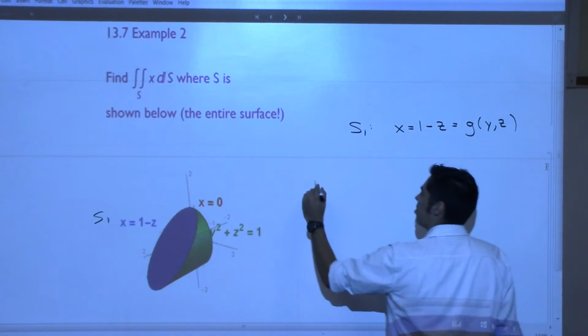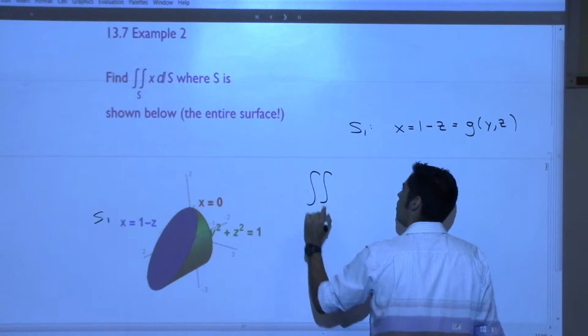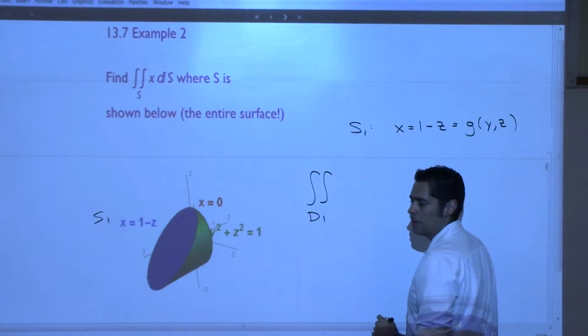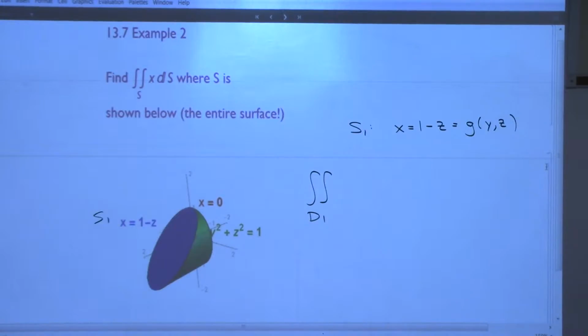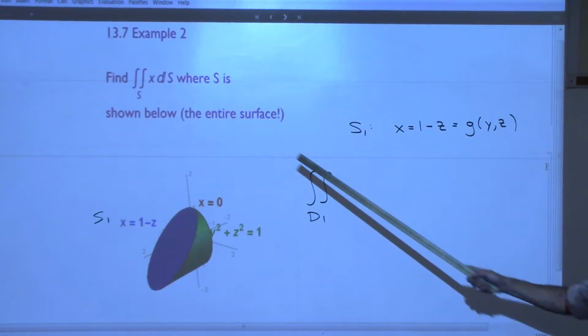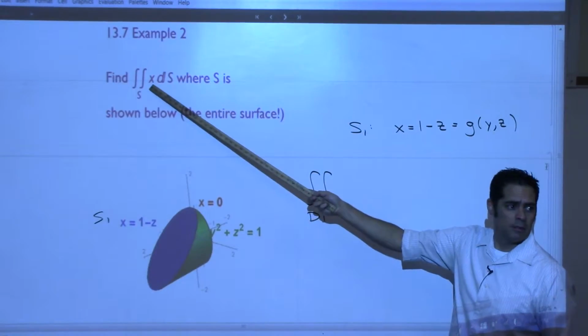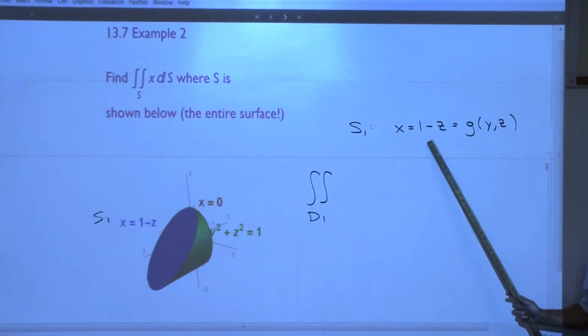So I've got the double integral over, let's call this D1. D1 is going to be the domain that draws me this surface. Now I plug in the scalar function. I replace x with, well, x is this, right? So 1 minus z.